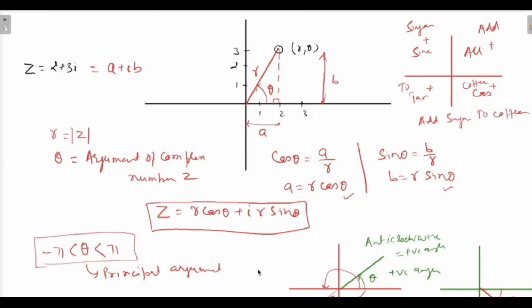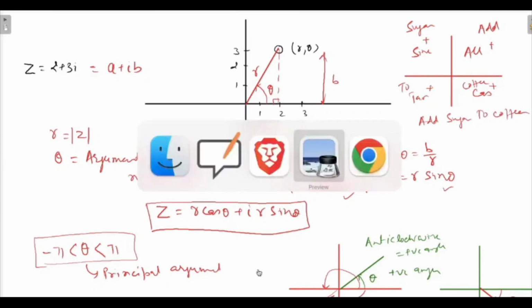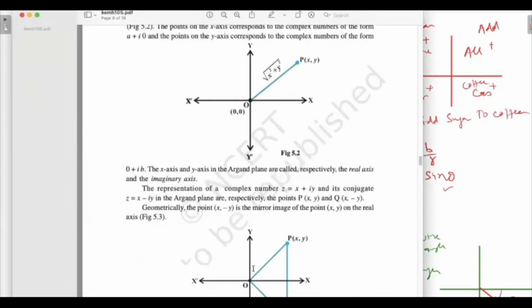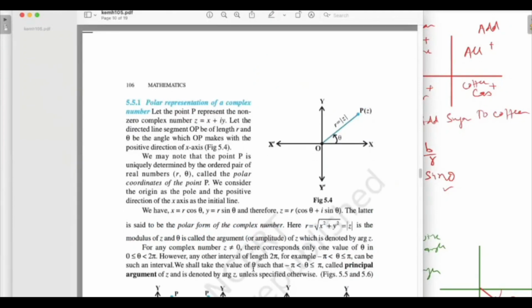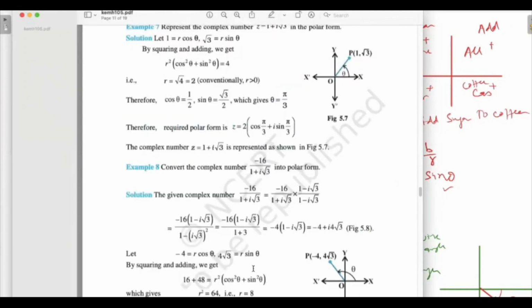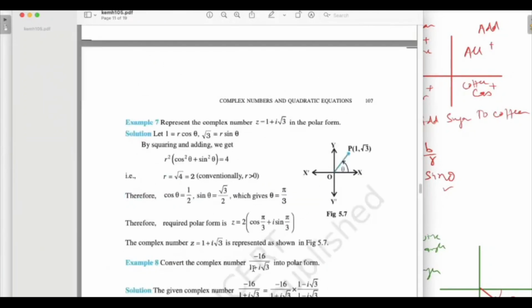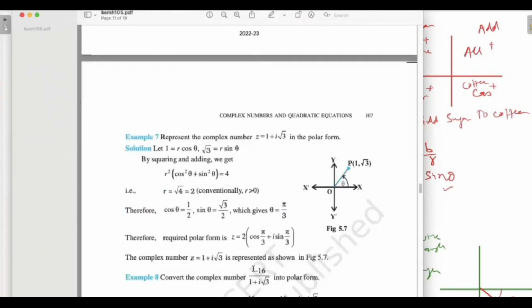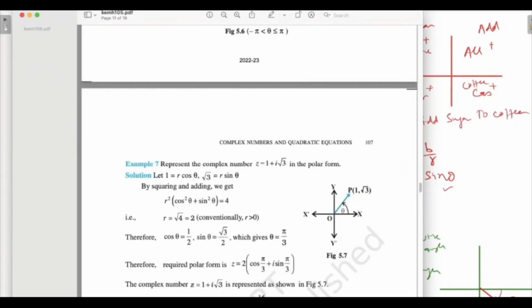We are actually done with the theory, at least. Now there will be questions around it, and we will just do one of the questions so that we understand it well. So for example, in this question, they are saying: convert the complex number minus 16 upon 1 plus i root 3 into polar form.